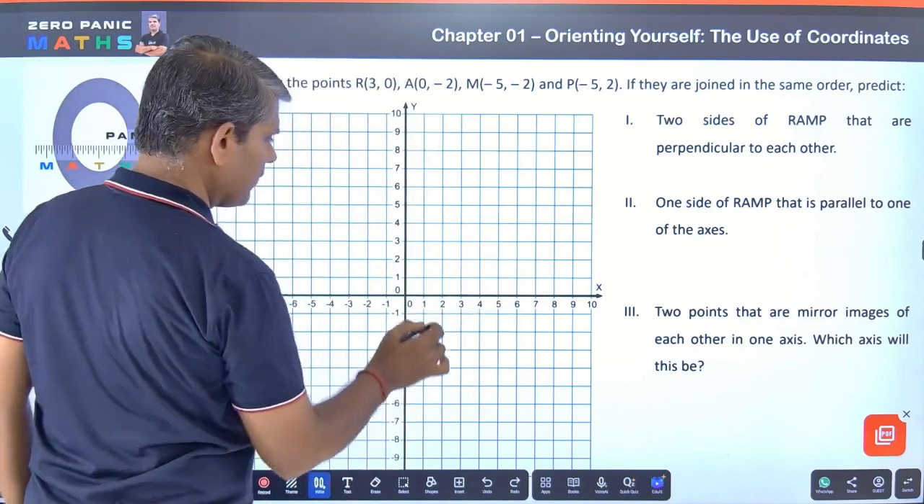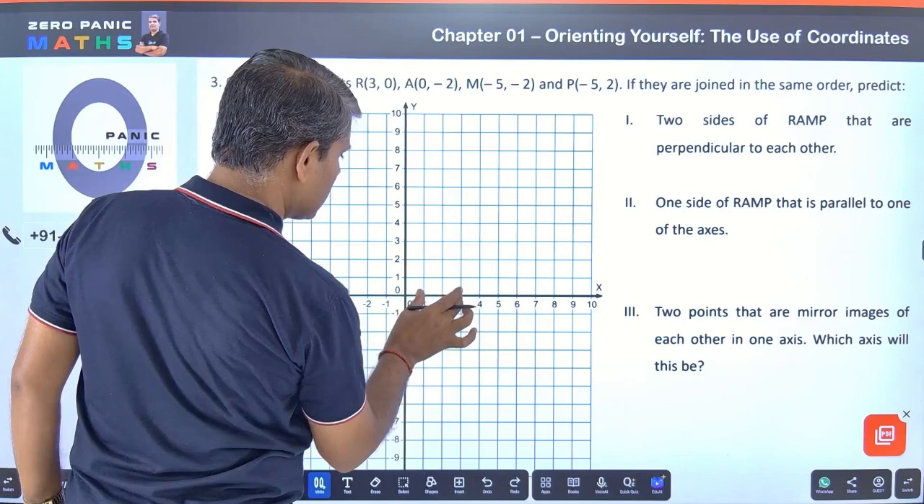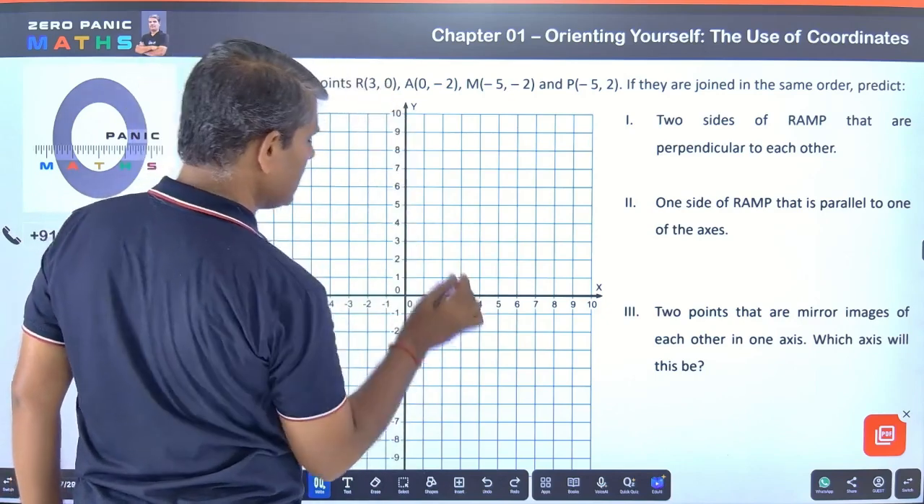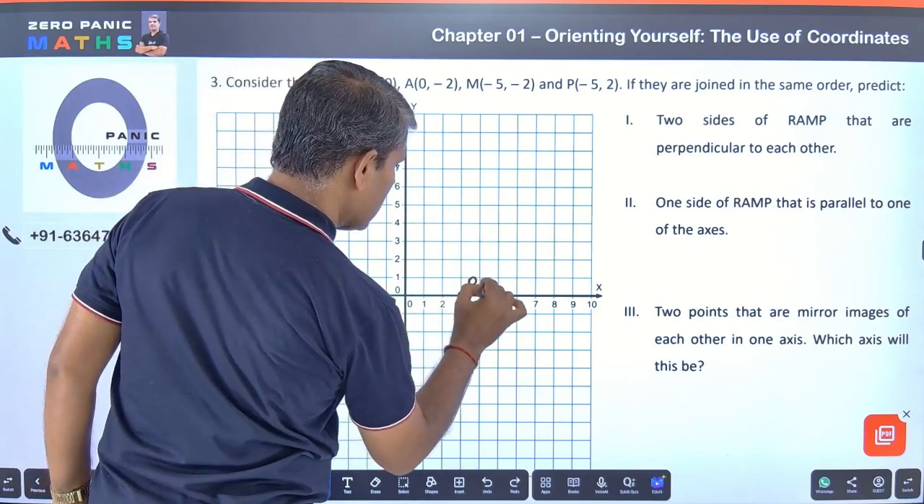R(3, 0). Three towards the x-axis and 0 on the y-axis. This is R, so it is R(3, 0).